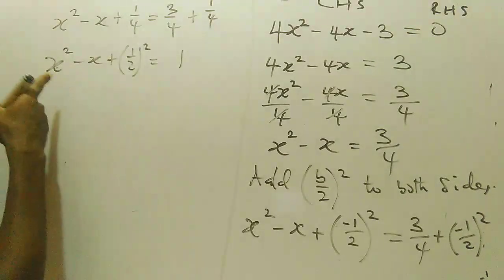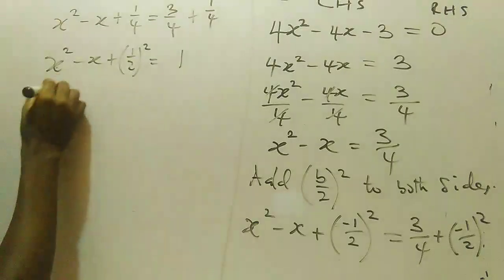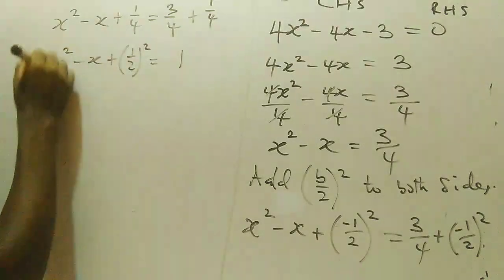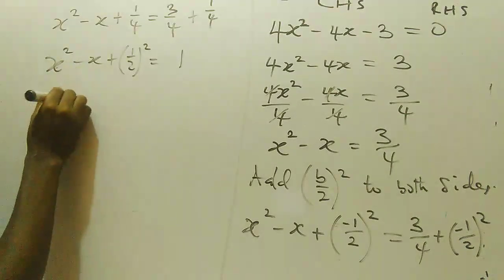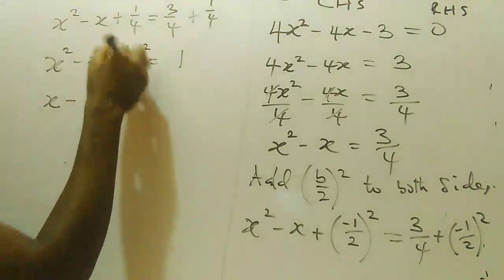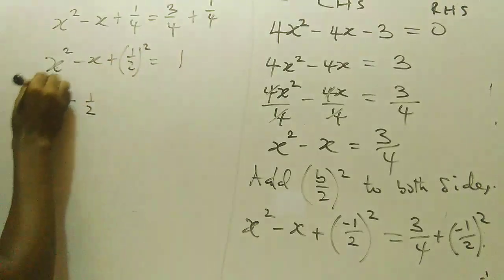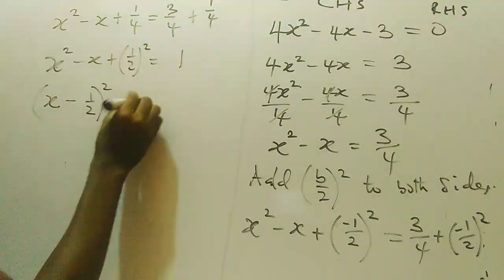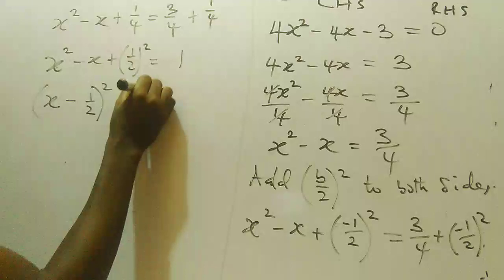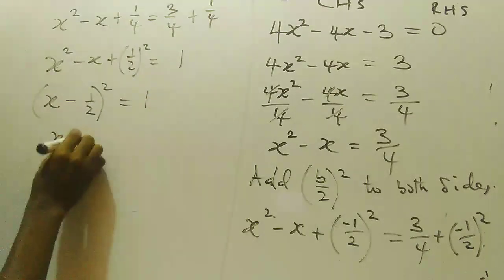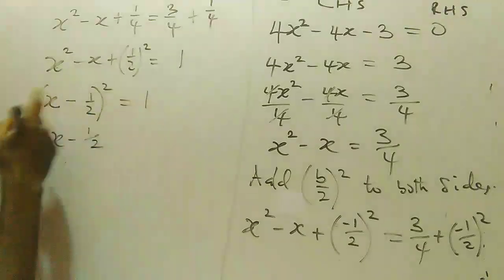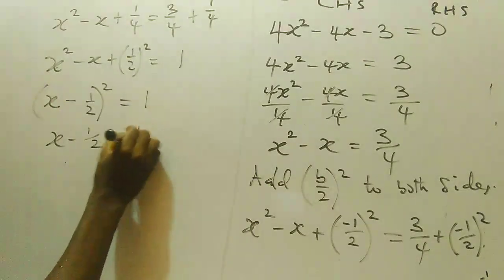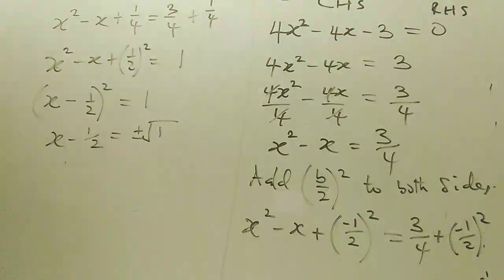So now we can factorize this. Take the square root of the first term here, which is x. Take this second sign, minus. Take the square root of this last term, which is half. And then you combine them together. So this is how to factorize. And then we have 1. So to get rid of this square, we are going to take the square root of both sides. That gives us plus or minus square root of 1.